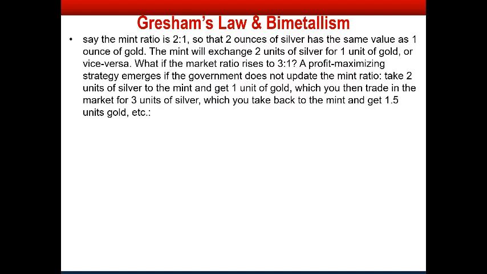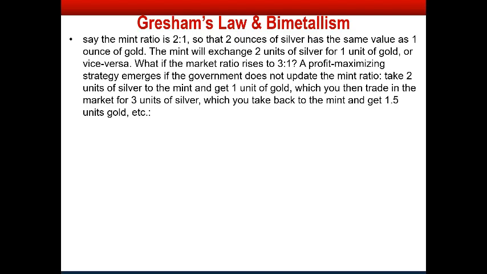So I'll give you a very simple example as applied to bimetallism. Say the mint ratio is 2 to 1, and that's silver to gold. So that means 2 ounces of silver has the same monetary value as 1 ounce of gold. The mint will exchange 2 units of silver for 1 unit of gold, or vice versa.